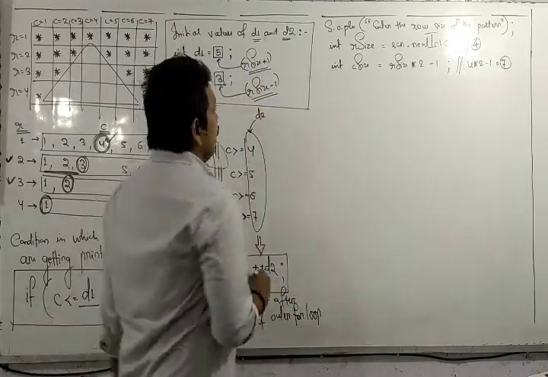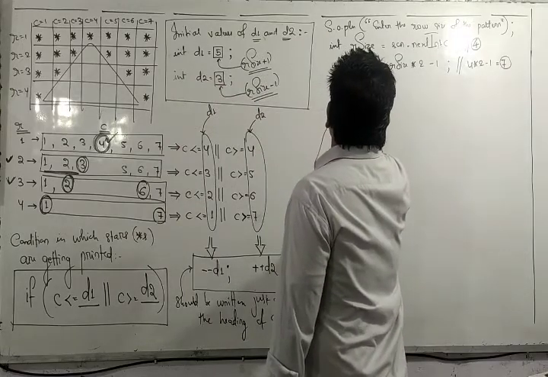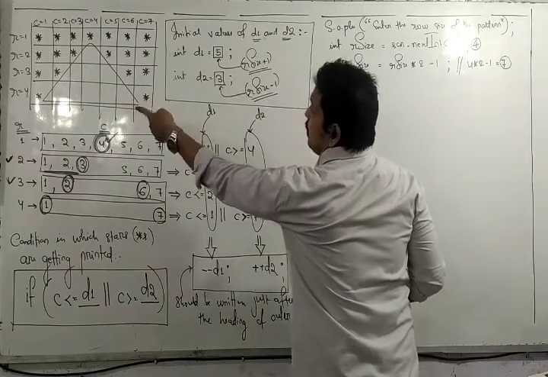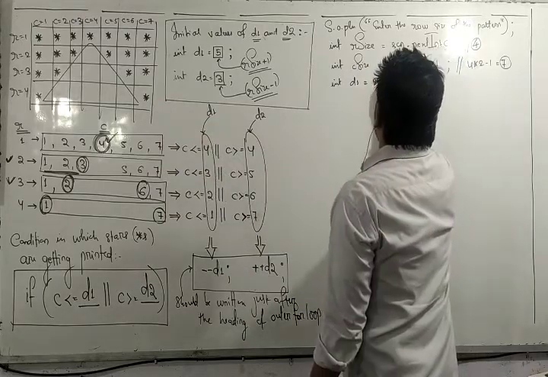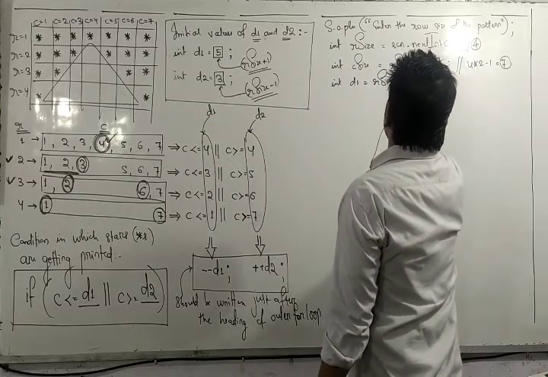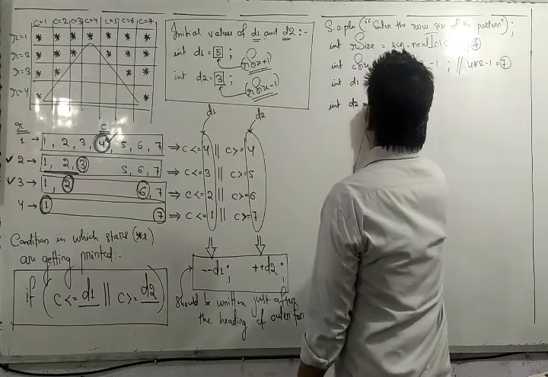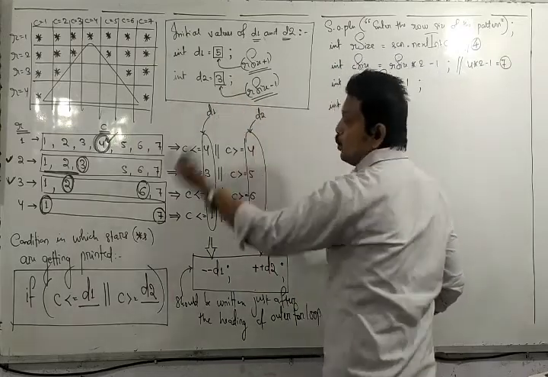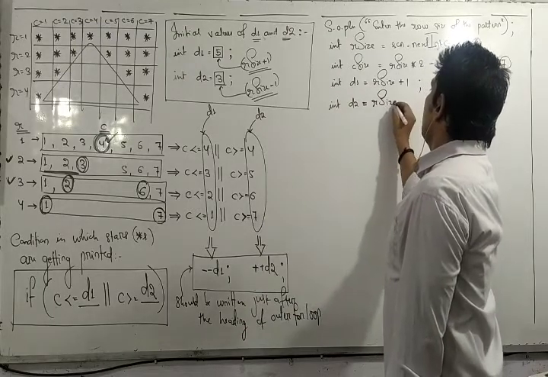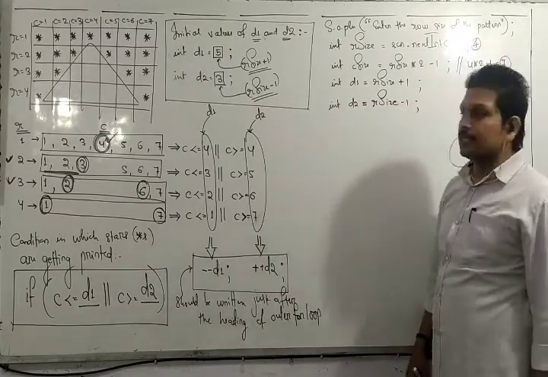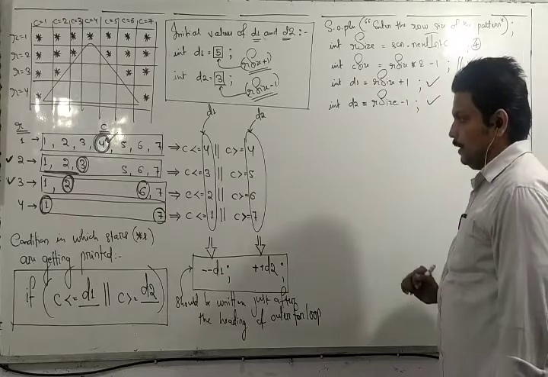Okay, by calculation. Then the initial value of D1 and D2. D1 should be 5 according to this example. So how to get 5? 4 plus 1. That is R size plus 1. So we will write here R size plus 1. And D2 is equal to 3. How to get 3? 4 minus 1. What is 4? R size. So here I will write R size minus 1. Clear? So these are the initial values for D1 and D2.